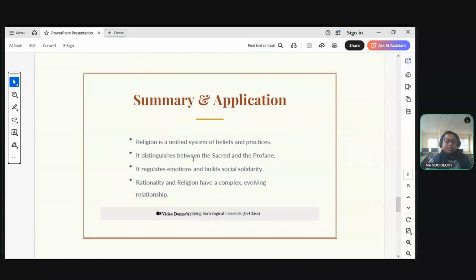In summary, what we understand is that religion is a unified system of beliefs and practices. It distinguishes between sacred and profane, it regulates emotions and builds social solidarity, and it is guided through rationality, and religion has a complex, evolving rationality.